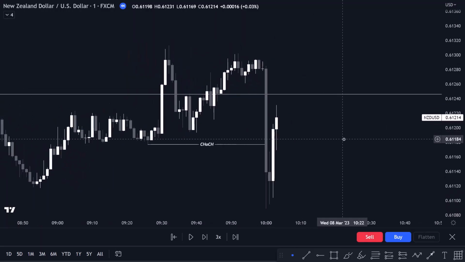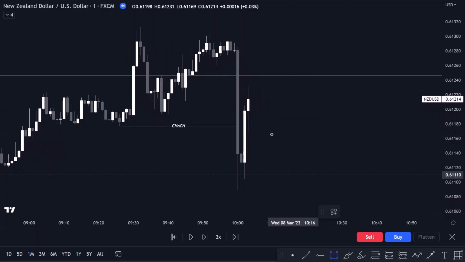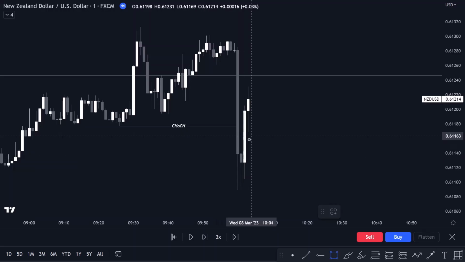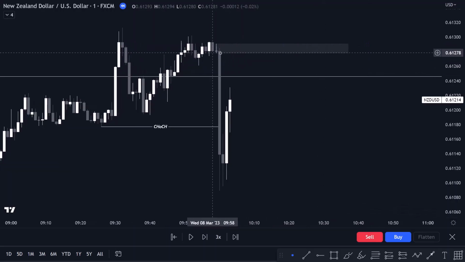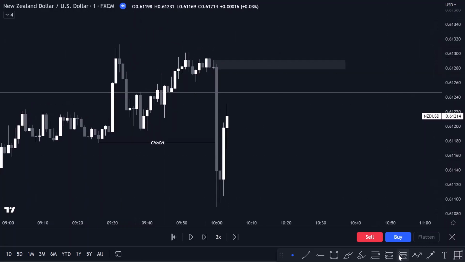Now, where is our point of interest? You can see that we have this big displacement that needs to be filled, but we have this small order block here. This is a nice one. And we can see that it's close to this high where we're going to put our stop loss. So we can enter short just at the beginning.